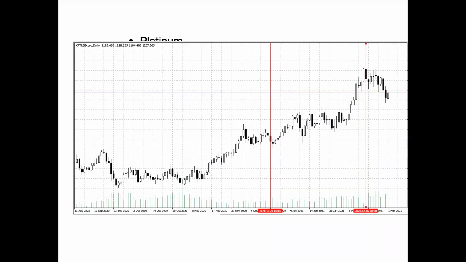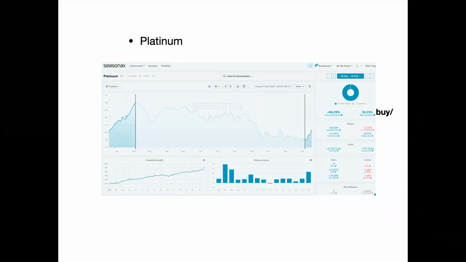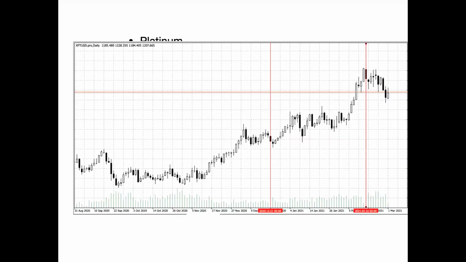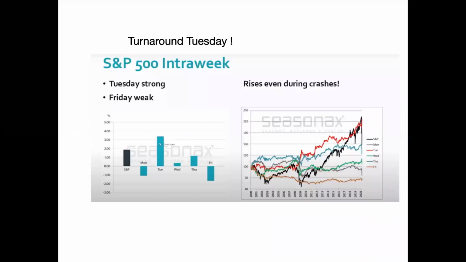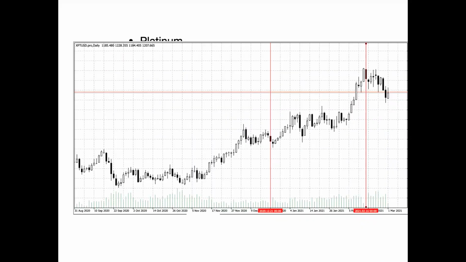And that was just showing you the seasonal pattern. So you can see here from the 12th of December to the 18th of Feb. So if you just followed the seasonals, you would have done a lot better than I did. You see that strong rise. So if you bought on the red line, sold on the red line, you would have made a very decent profit in that market.